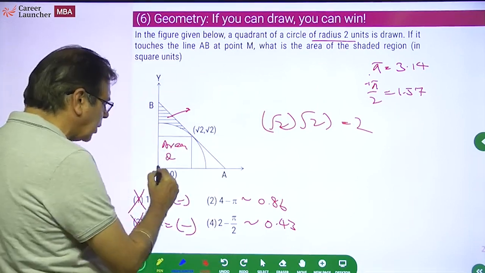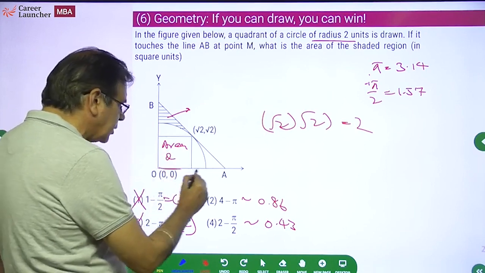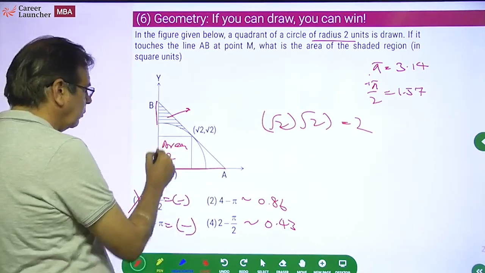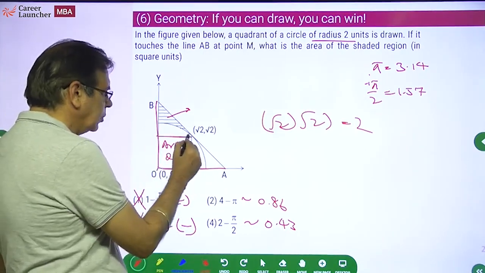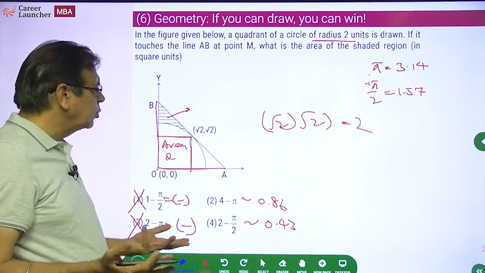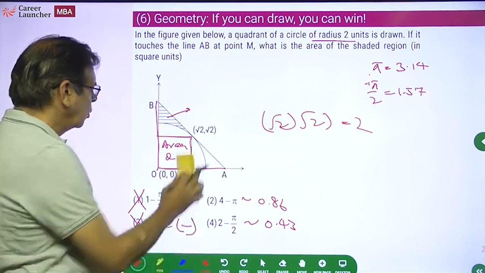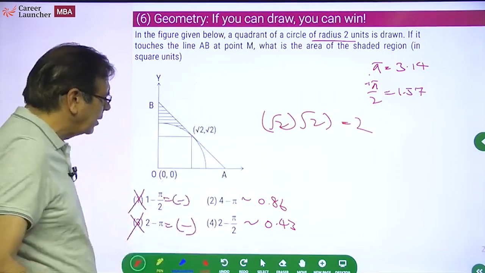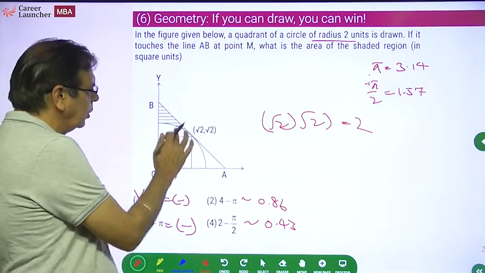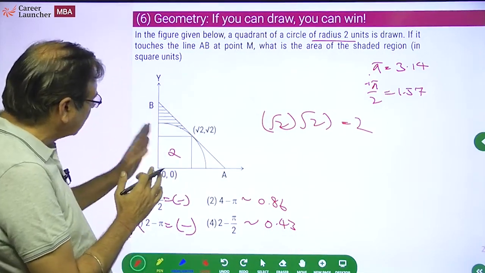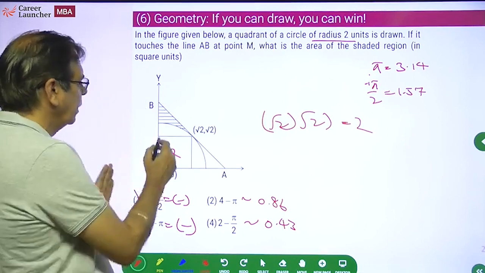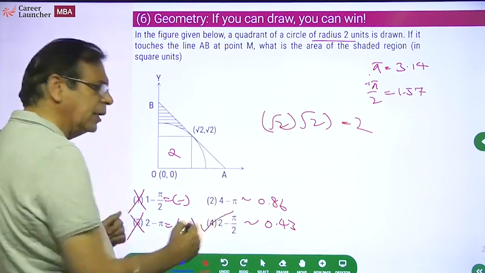Why am I saying the figure is to scale? Please use your rough sheet, measure this. Both of them are equal. This is equal to this. The figure is to scale, I don't have to worry about anything. So the straight away thing I will say is, the area of this square is 2, this is definitely less than half. In fact, this is something around 1/4. If it is around 1/4, this should be the answer.